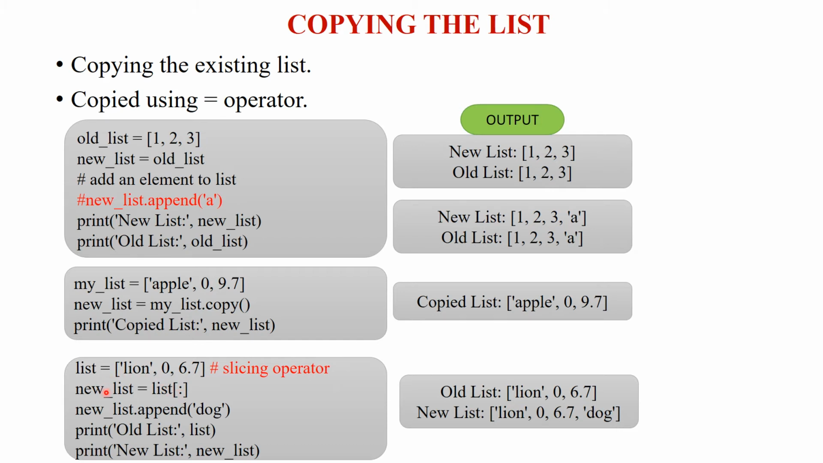Now I'm going to append a value, dog, to the new list variable. If I print the old list variable, the dog value will not be appended there. It will be appended only in the new list. So this is the difference between the two methods. When I use this append directly, it updates both the new list and the old list. When I use the slicing operator, only the new list gets appended, not the old list.